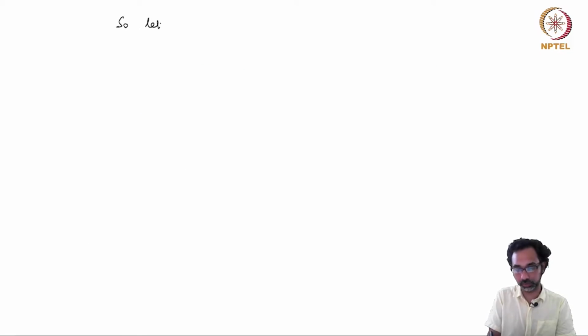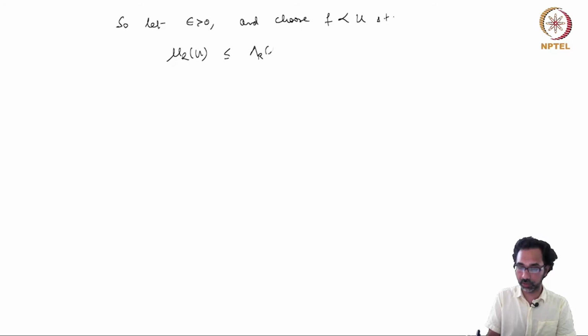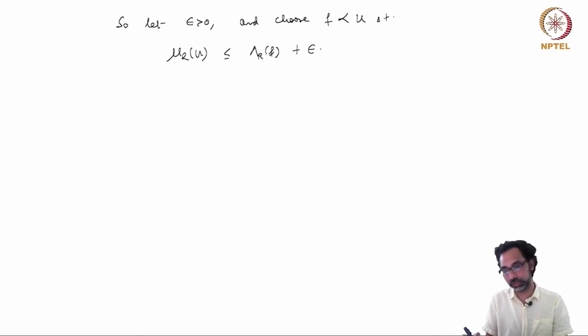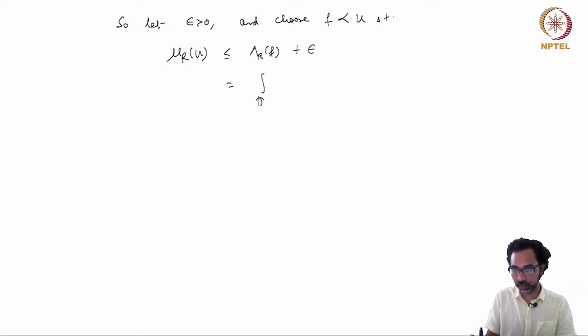So let epsilon be greater than 0 and choose f less than u such that mu_R(u) is less than or equal to lambda_R(f) plus epsilon. This is because mu_R is the supremum of all such lambda_R(f)'s. So you can choose one which is close to mu_R(u), and this is nothing but the integral by definition of lambda_R.